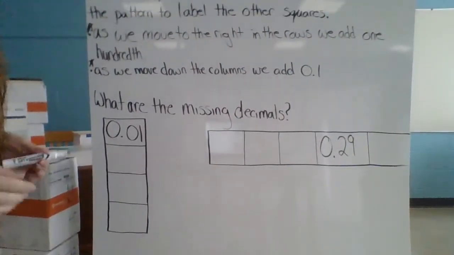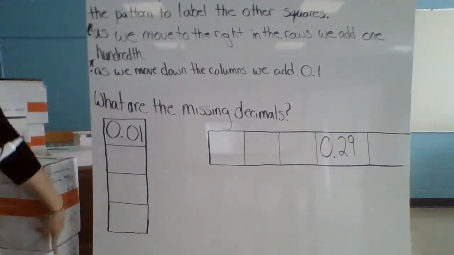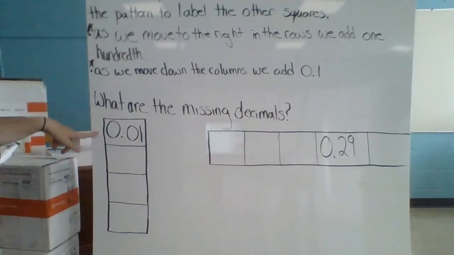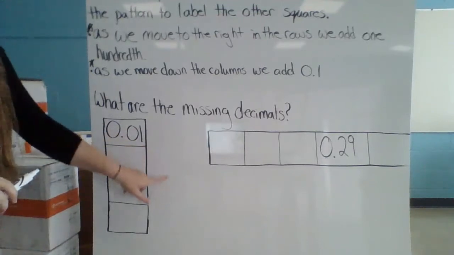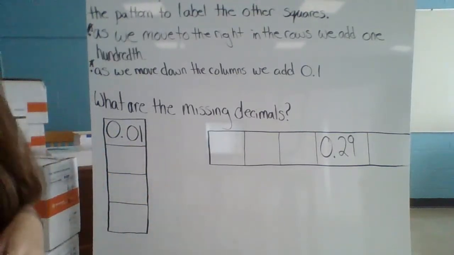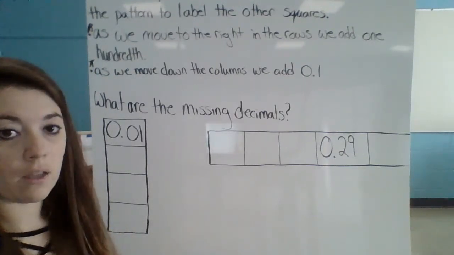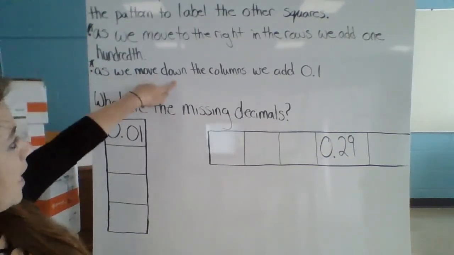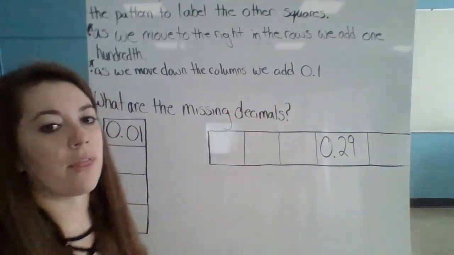See if I can get this so you can see it. Okay, so what are the missing decimals? So we've got a single column here and we've got a single row over here. So here we started off with 1/100th. How do we go down a column? Do we add a hundredth or do we add a tenth? Remember? As we move down the columns, we add a tenth.